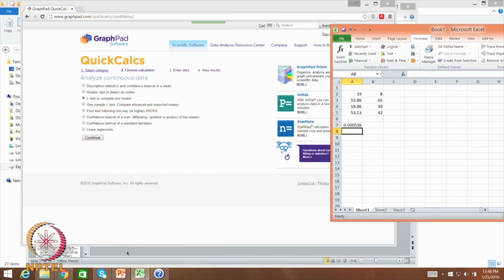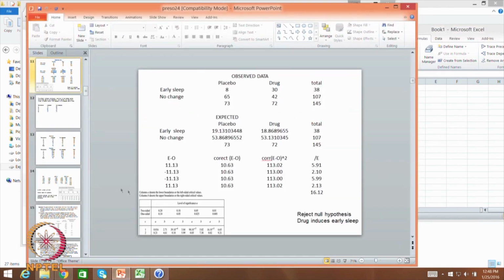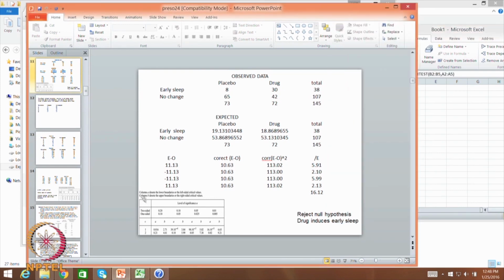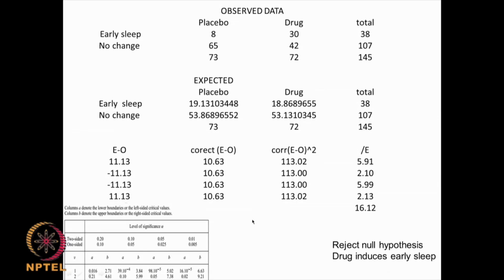So we can do this using the Excel command called chi-test, or we can use GraphPad also to calculate the probability, or we can use it for calculating the f value. But it is quite simple to do it manually.